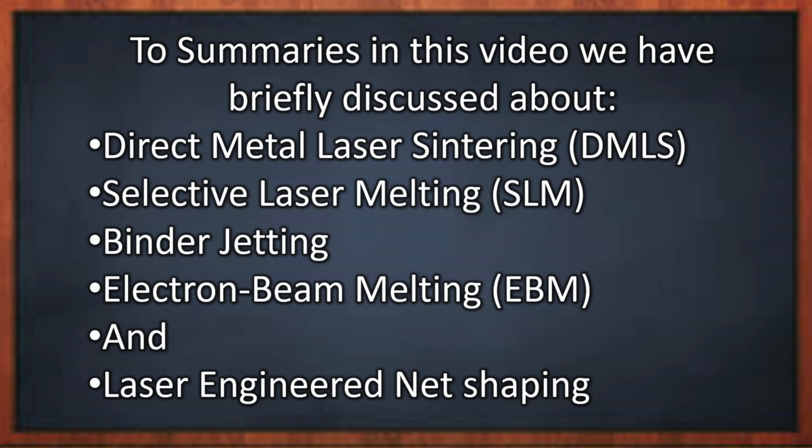So, these are the few important variants of powder-based 3D printing processes. To summarize, in this video we have briefly discussed the variants of various powder-based 3D printing processes like direct metal laser sintering, selective laser melting, binder jetting, electron beam melting, and laser engineered net shaping.